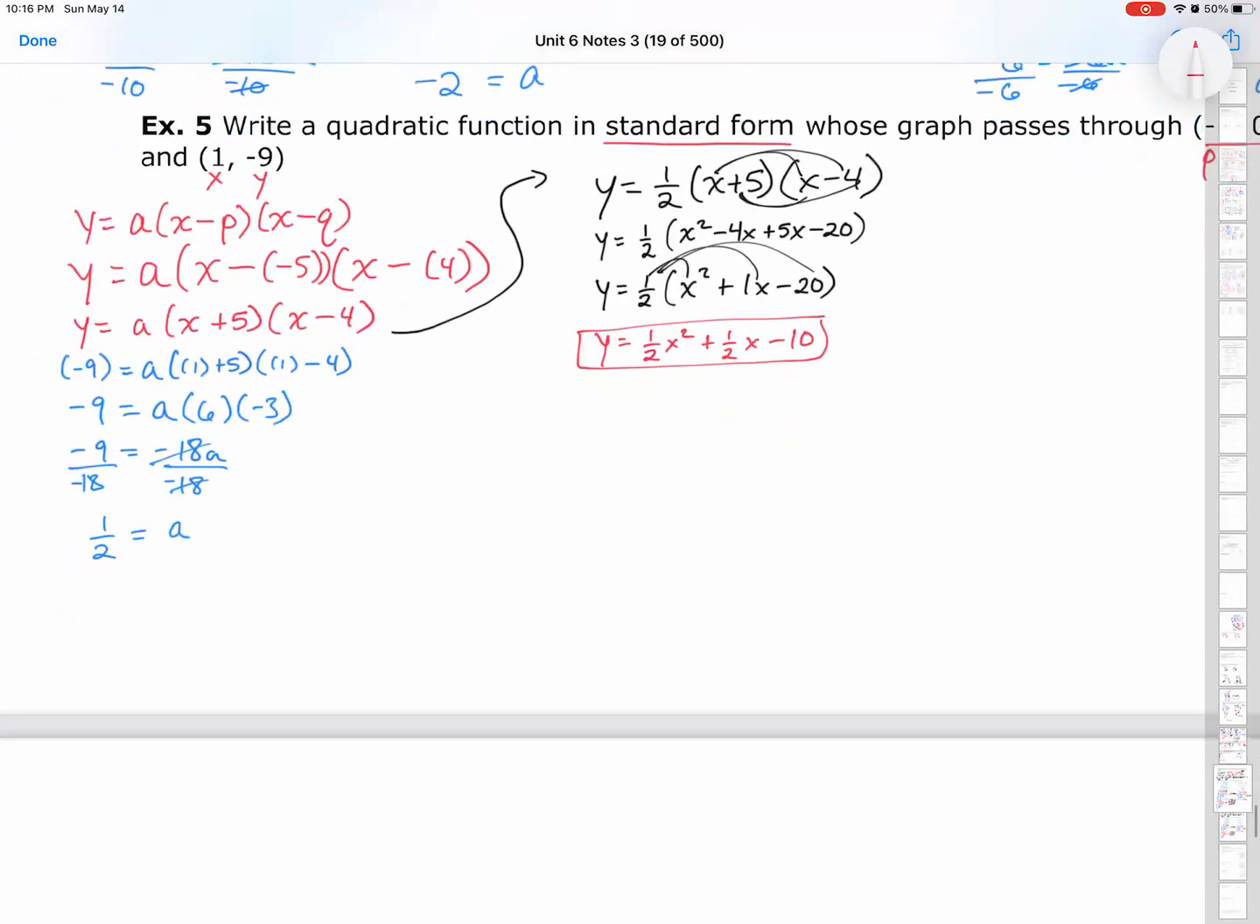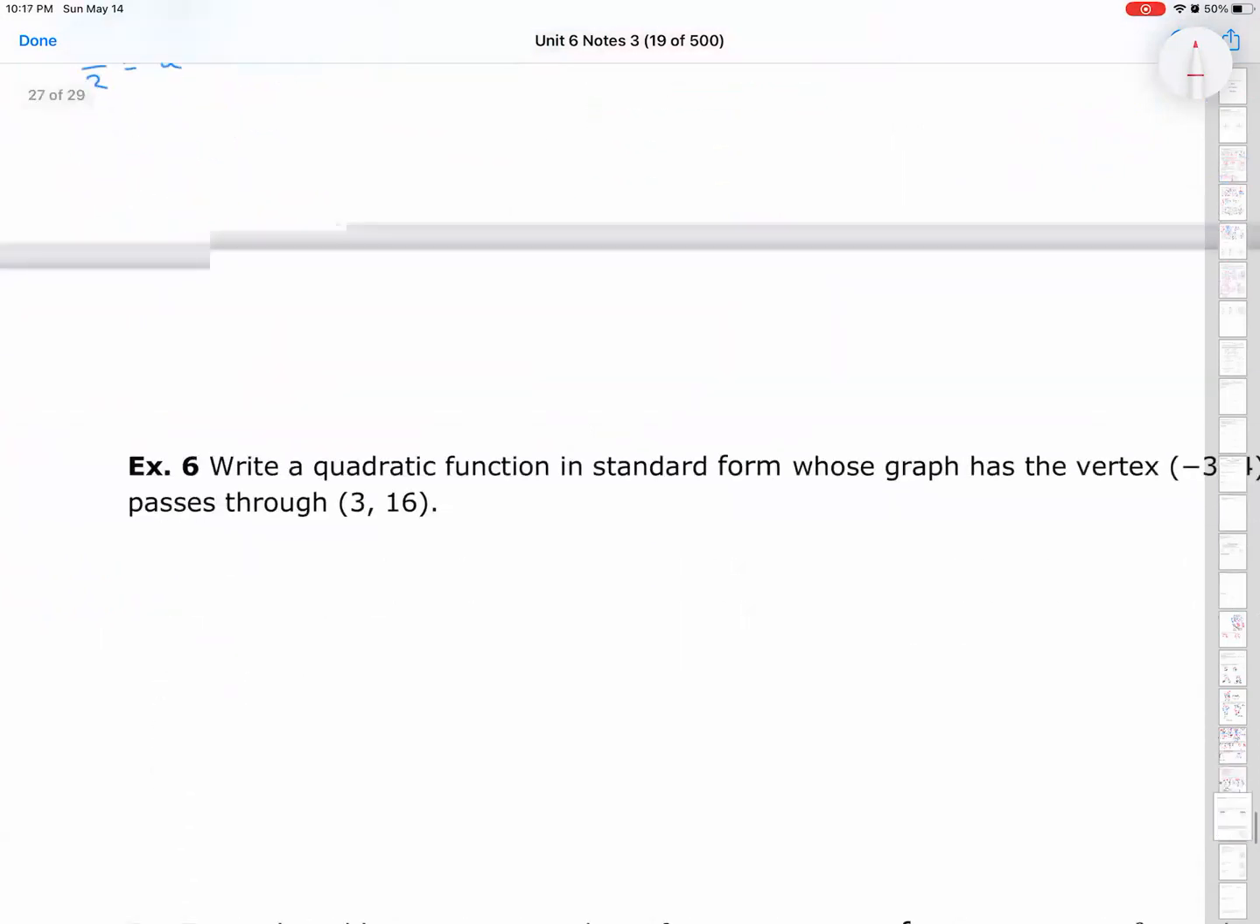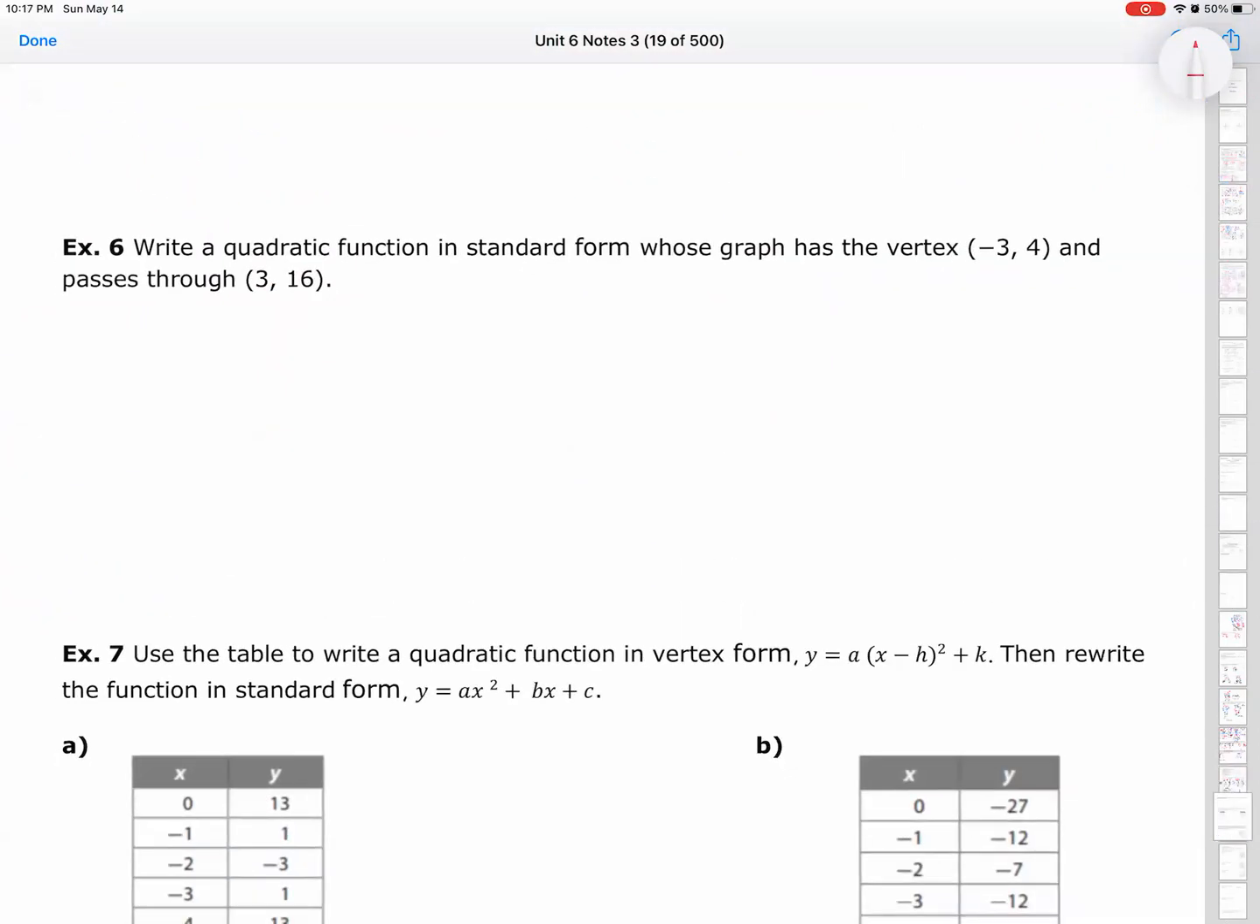All right. For example 6, we're asked to write a quadratic function in standard form where the graph has the vertex of -3, 4, and it passes through this other coordinate. So we're going to start off with vertex form simply because we know the vertex. Vertex form takes y equals a times x minus h, quantity squared, plus k. And so here's our h and here's our k.